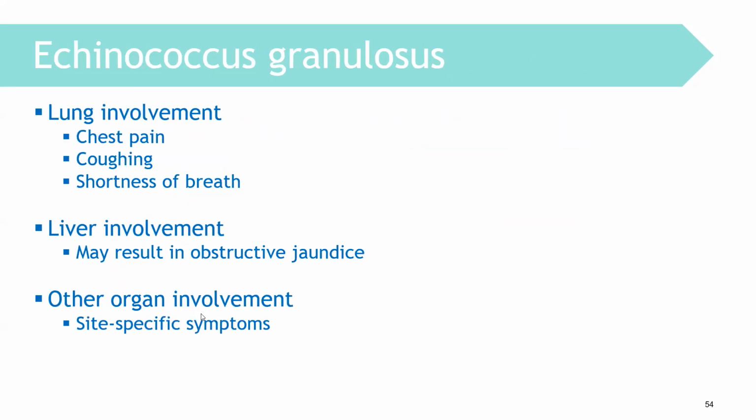For lung involvement, there is chest pain, coughing, and shortness of breath. Liver involvement presents with jaundice, obstructive jaundice. The other symptoms of parasitic infection related to Echinococcus granulosus may differ depending on the organ involved.